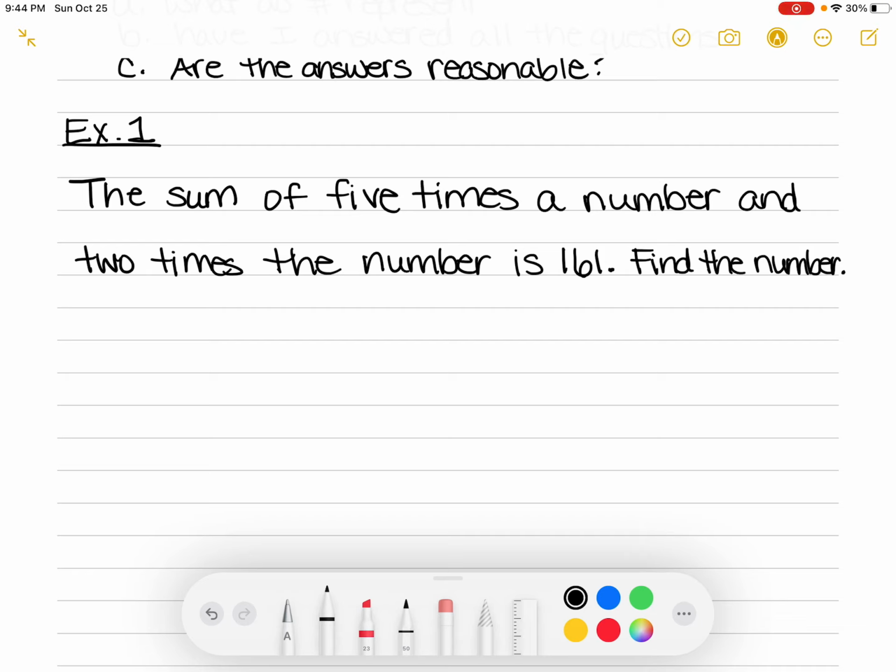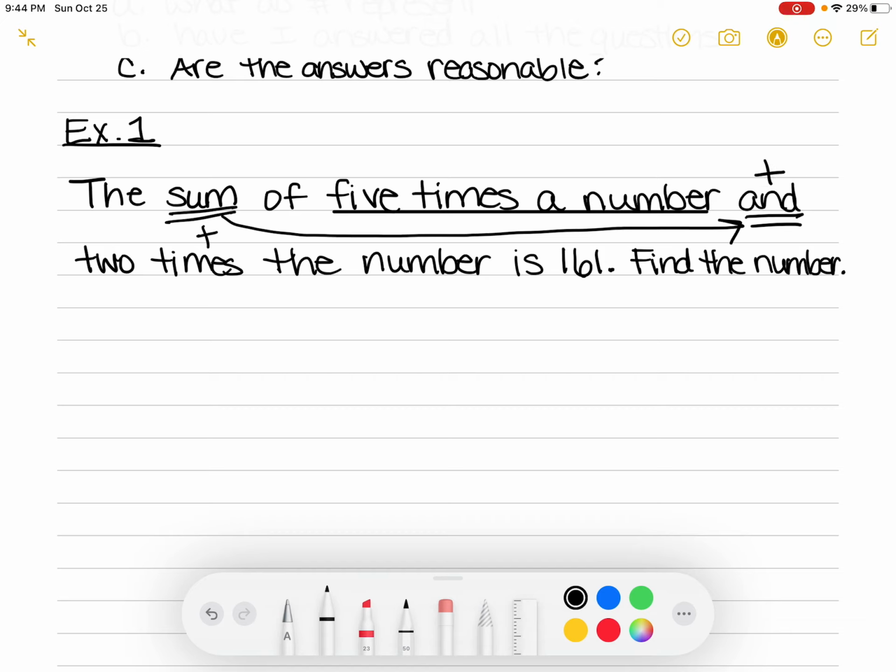So we have the sum. What does sum mean? That means plus. So the sum of 5 times a number. Remember that when we have the word sum, we're looking for that word and. So that's where the plus goes. Then 2 times the number. So 5 times the number is just 5n, and 2 times the number is 2n, right? And then we know the word is means equals, so we have 161.